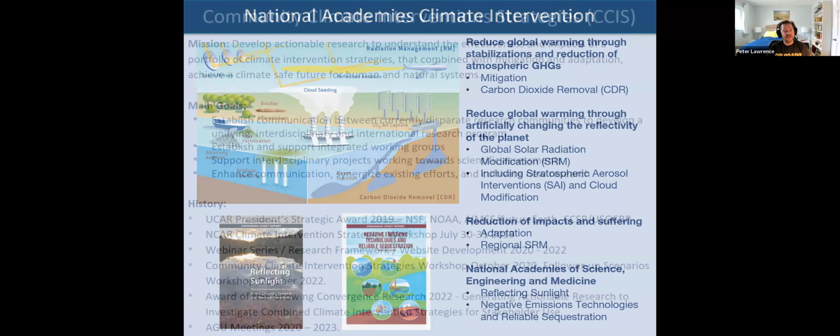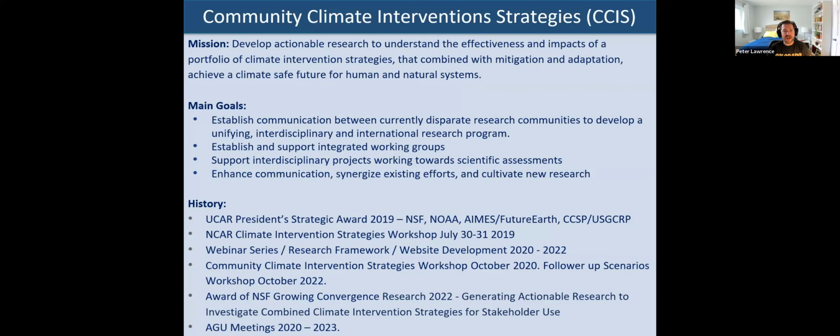Okay, I see we're coming up pretty close to the hour. I'm going to leave some time for questions and discussion. This is just the Community Climate Intervention Strategies program that we've been running here at NCAR for the last 3 years. This is an open community, just like the Community Earth System Model. We're really excited. We'd like to have people join us.